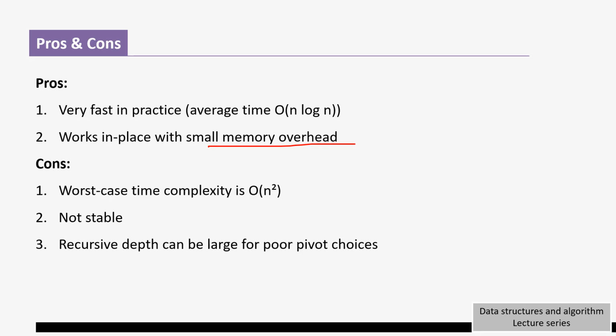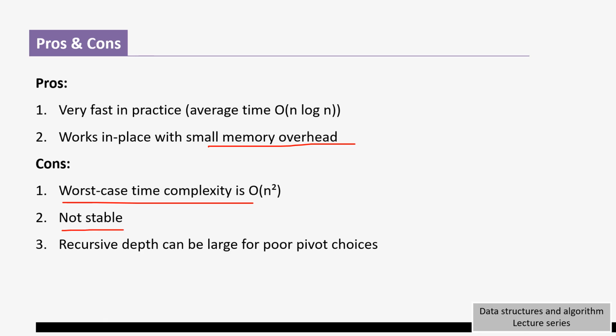Cons: worst case time complexity is n square. This happens when the pivot selection is poor. For example, when the array is already sorted, if you provide input that the array is already sorted, then its time complexity is n square.